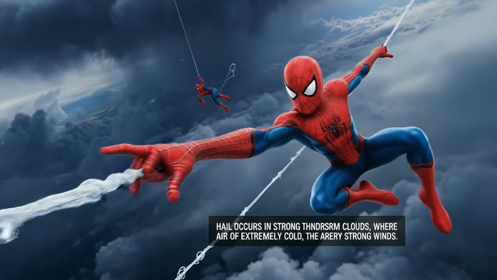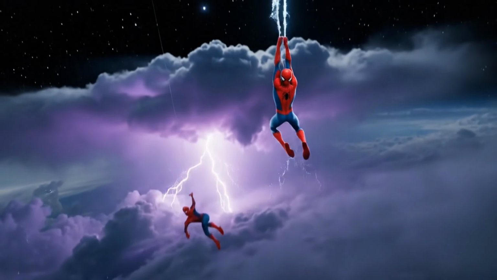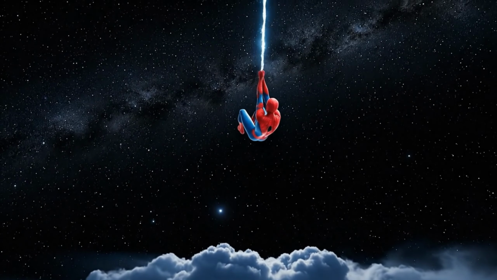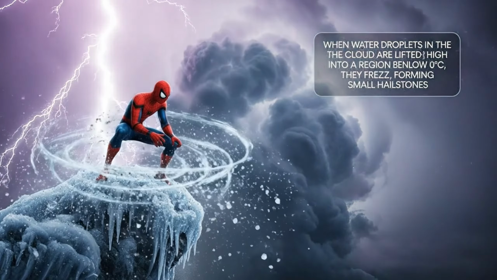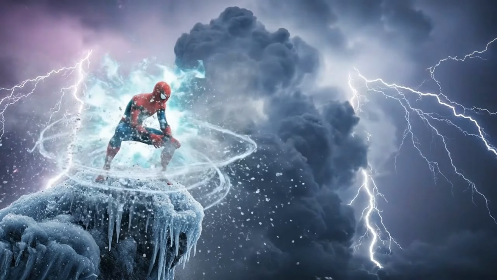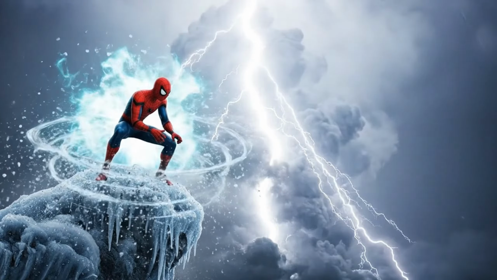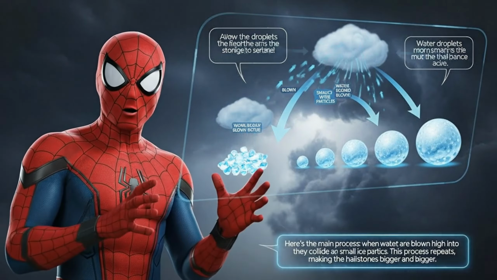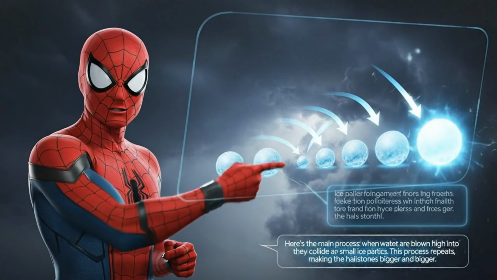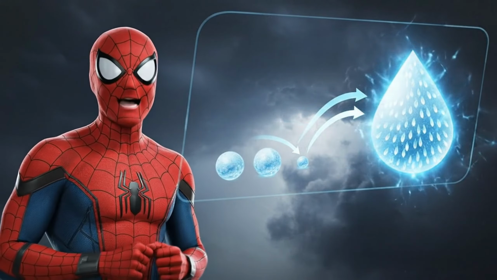Hail occurs in strong thunderstorm clouds, where the air is extremely cold and there are very strong winds. When water droplets in the cloud are lifted high into a region below 0 degrees Celsius, they freeze, forming small hailstones. These collide with other droplets, growing bigger and bigger until they become hailstones.